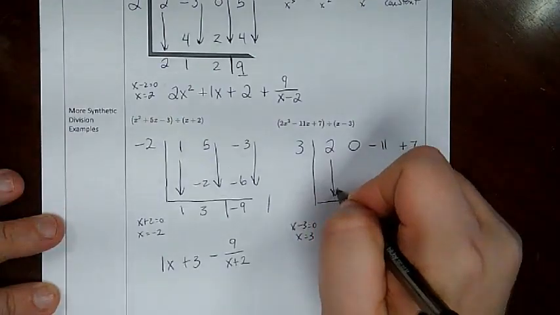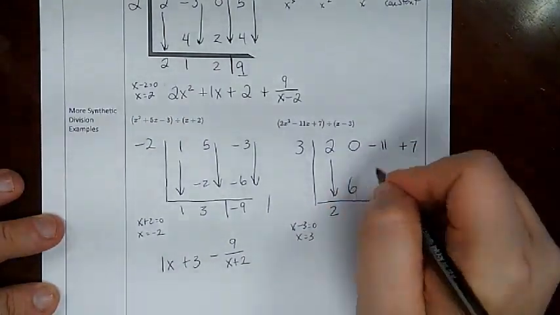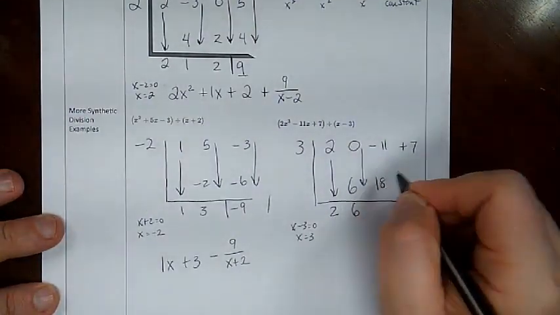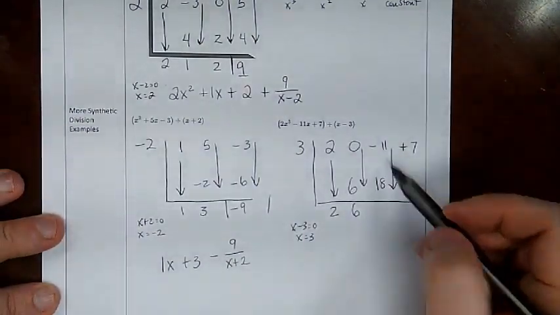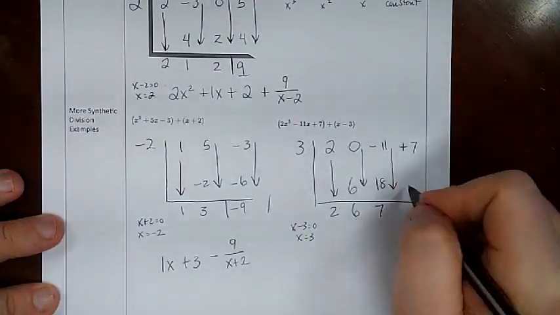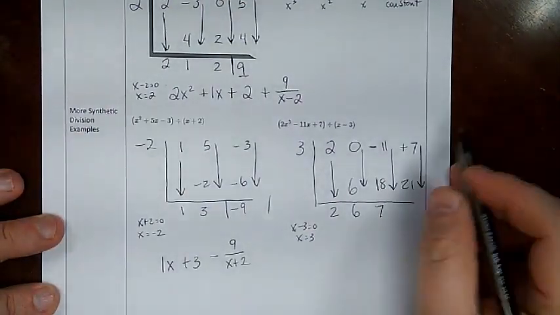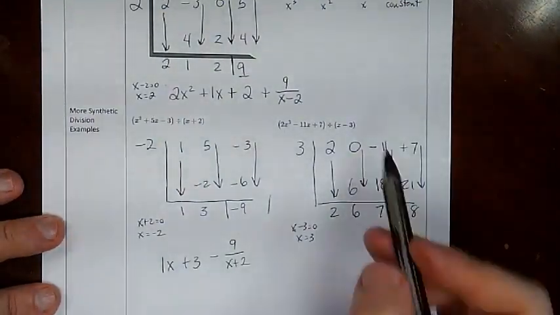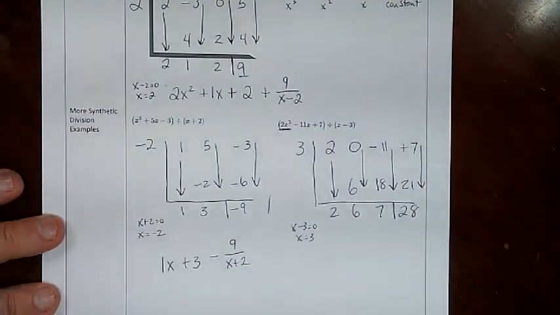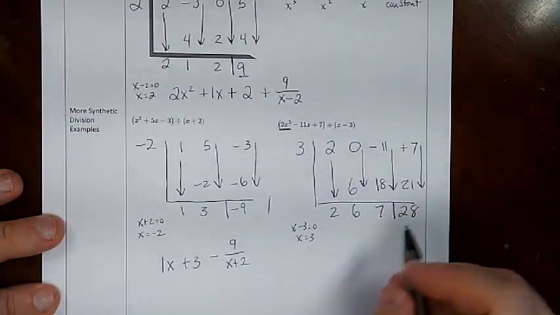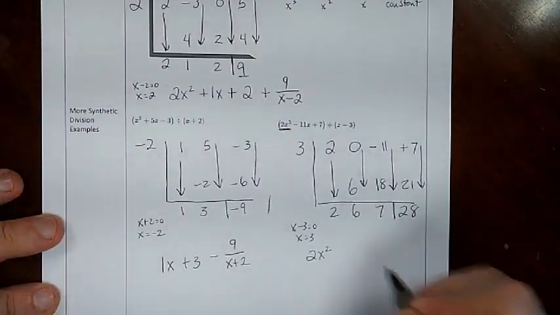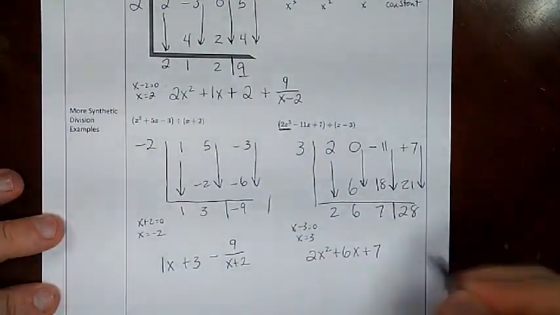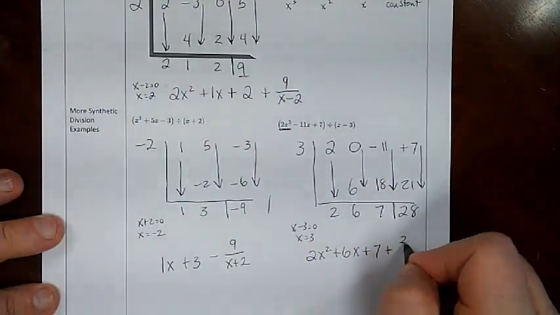Bring down the 2. 2 times 3 is 6. Add down gives me 6. 6 times 3 is 18. Add down gives me 7. 7 times 3 is 21. Add down gives me a remainder of 28. Since this one started with x cubed, I'm going to start my answer with x squared, 2x squared, plus 6x, plus 7, plus 28 divided by x minus 3.